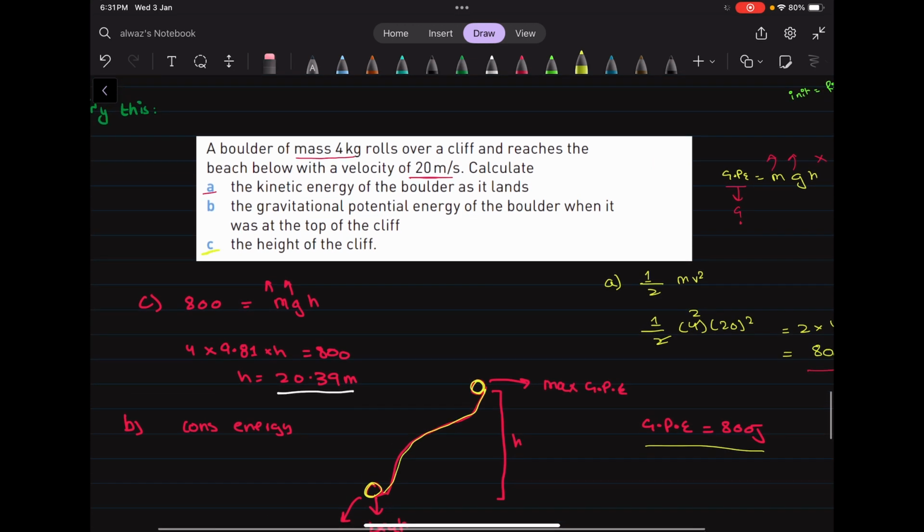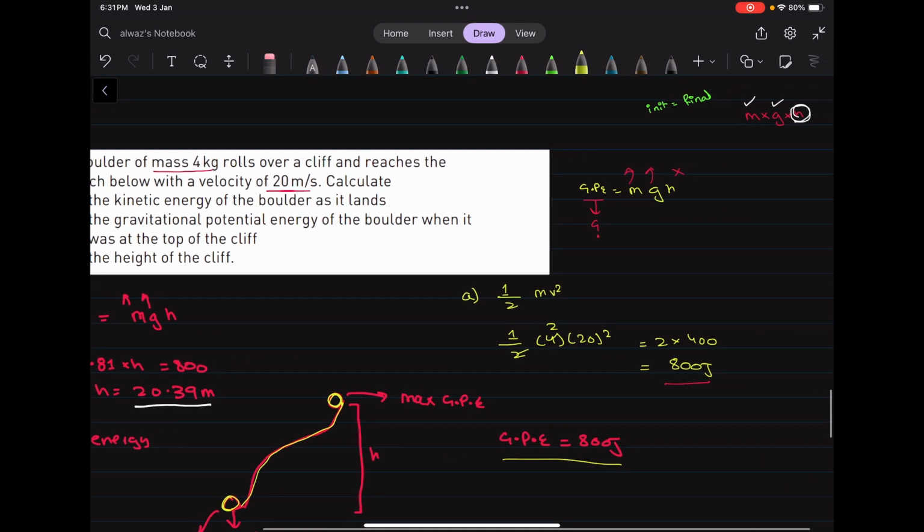The C part says the height of the cliff. Okay, so if we just go back to our formula here, we can see that now we have gravitational potential energy as well. We have mass and we have gravitational constant. So we just don't know what h is, and we can easily find that out.